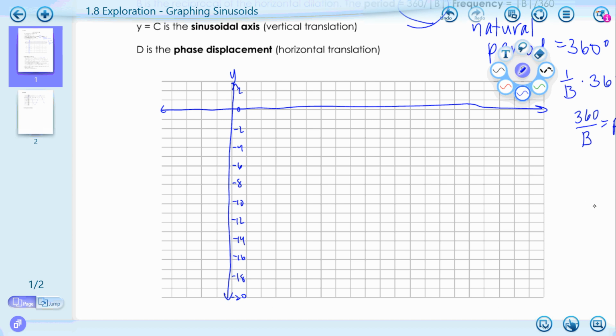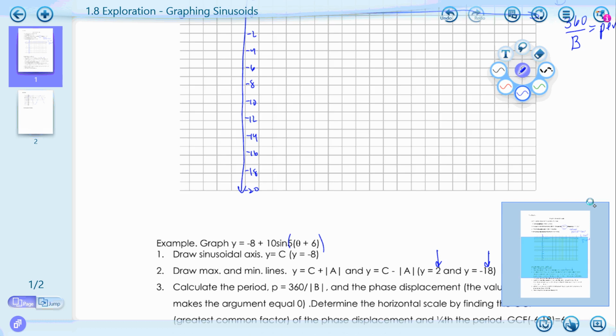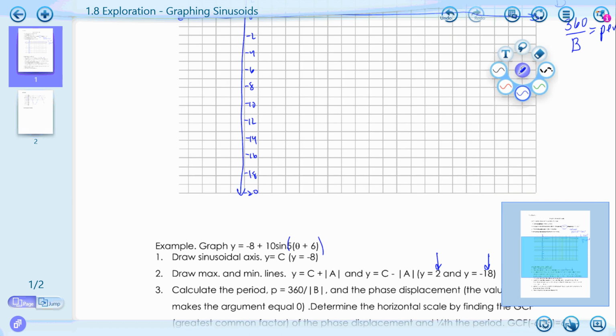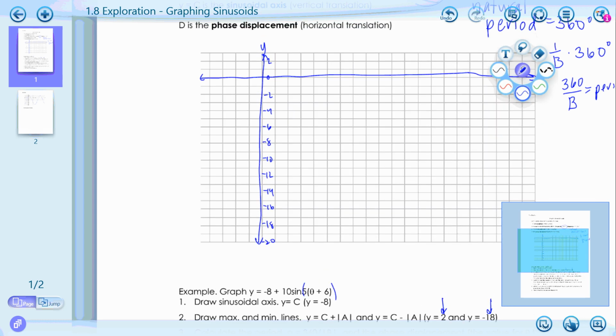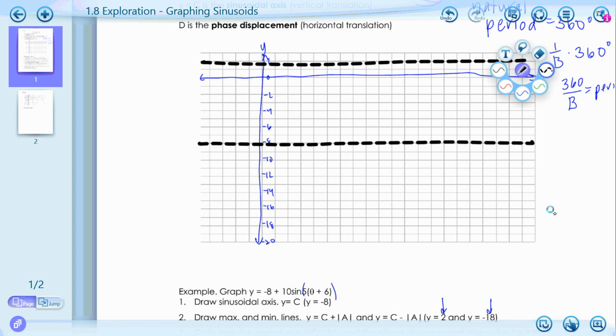This idea here, step 2, draw the sinusoidal axis and draw the maximum and minimum lines, that's a great idea just to simplify what's going on with my graph. I'm going to go ahead and do that at y equals negative 8. I'm going to draw a dashed line, and then I'm going to draw a dashed line up here at y equals 2 and at the bottom at y equals negative 18.